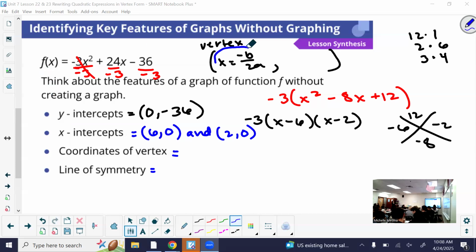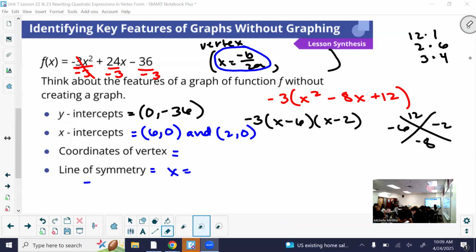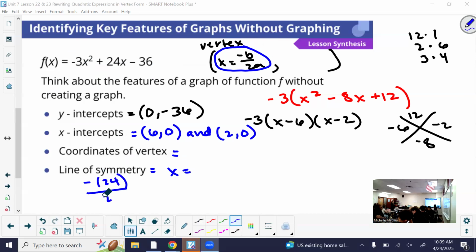Well, here's the formula for line of symmetry. So it should always be x equals a number, and that number you get from doing negative b over 2a. Class, what's my b value? Let's go from the original. What's my b value? So I'm going to have a 24 plugged in over 2 times a.